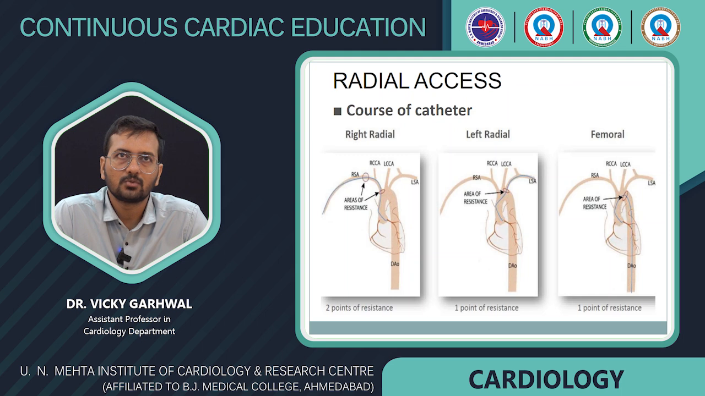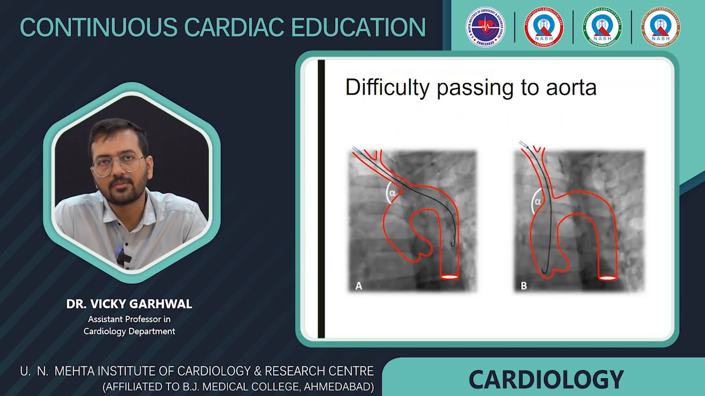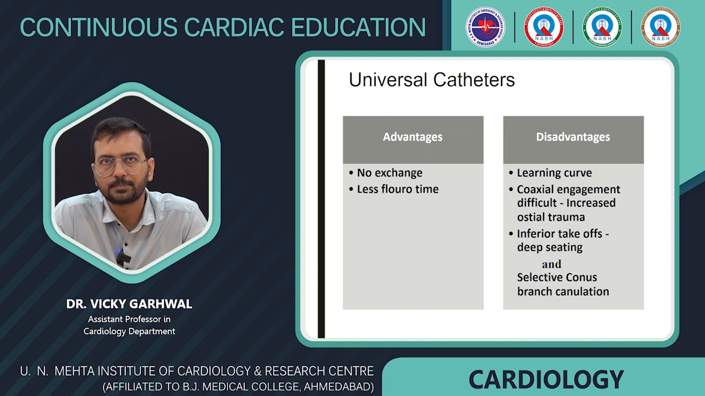Radial access, course of the catheter: the right radial has 2 points of resistance, the first in the right subclavian artery and the other at the junction of the ascending aorta with the innominate artery or brachiocephalic artery. As compared to the left, there is only 1 point of resistance at the origin of the left subclavian artery from the arch of the aorta, and from the femoral artery only 1 point of resistance. So there are 2 points of resistance in the right radial artery. This is a diagram showing difficult passing to the aorta because the angle is very acute. On deep inspiration, the angle increases and we can easily pass the wire.